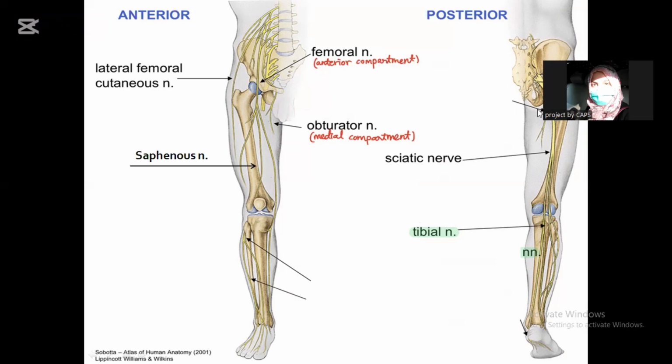This is the posterior side. The whole posterior side is supplied by the sciatic nerve, and then the lower leg is supplied by the branches of the sciatic nerve.